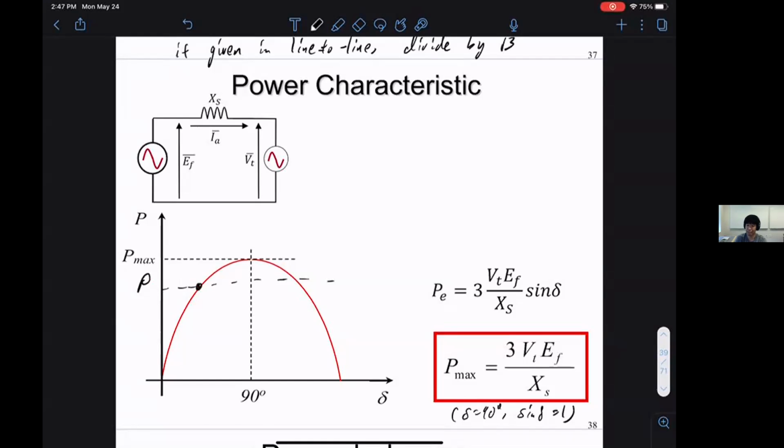Even though at 90 degrees you get the maximum power, often your actual power rating will be much less than the theoretical max at 90 degrees. You want to make sure you operate at a point below that. This is called a stable operating point.